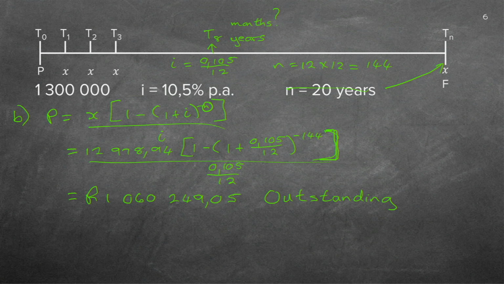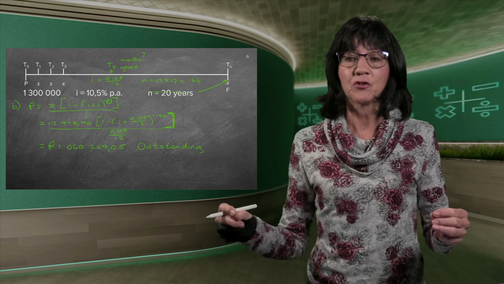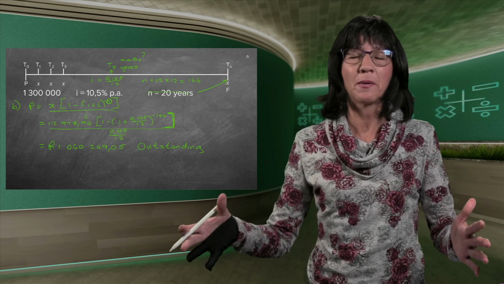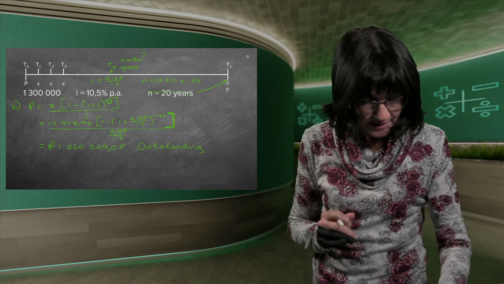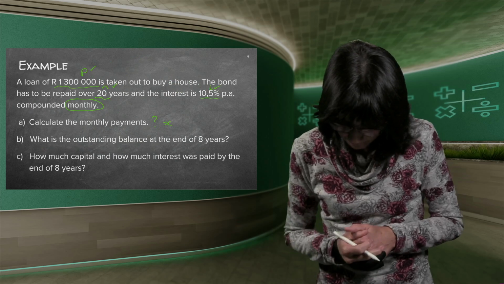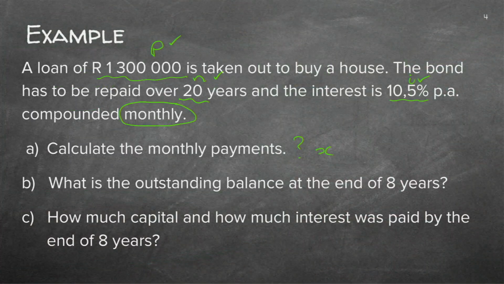Good. Now, if that is my outstanding value, 1 million, remember what you borrowed, 1.3 million. But remember, this is all with interest. And over 20 years, you're going to pay a lot of interest. So that is why the next question says, let's go back there quickly: how much capital and how much interest was paid by the end of 8 years? How much capital and how much interest was paid over those 8 years?